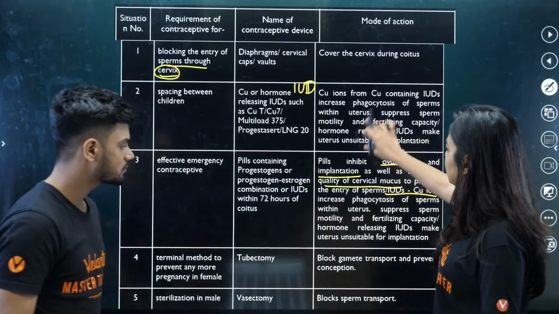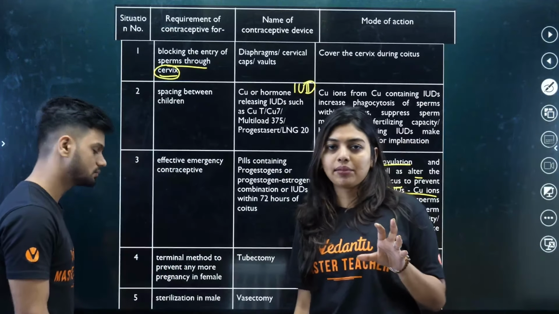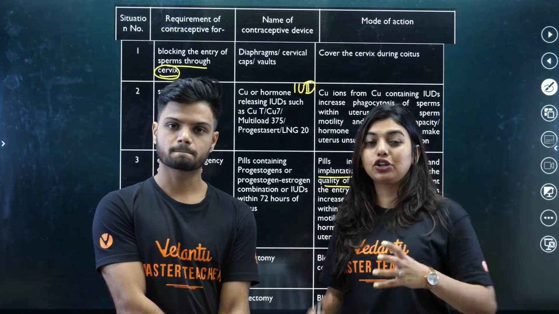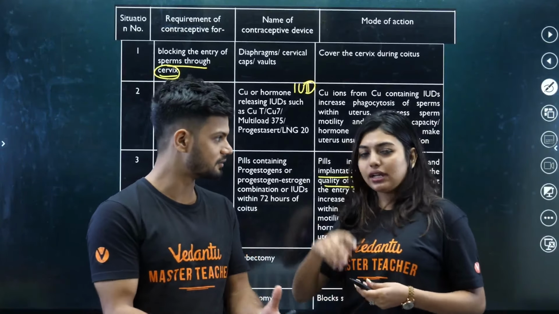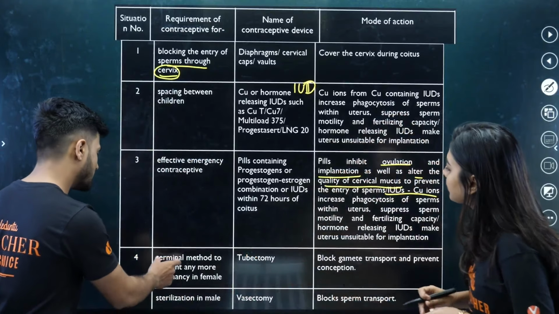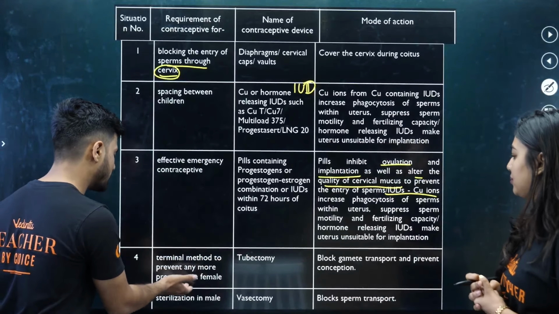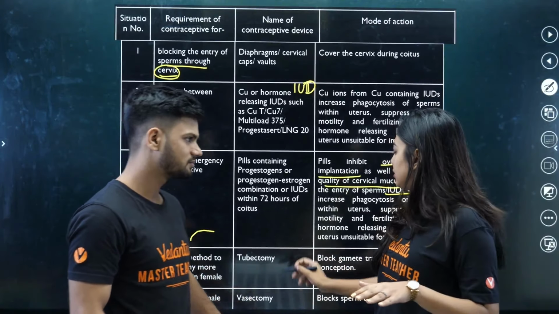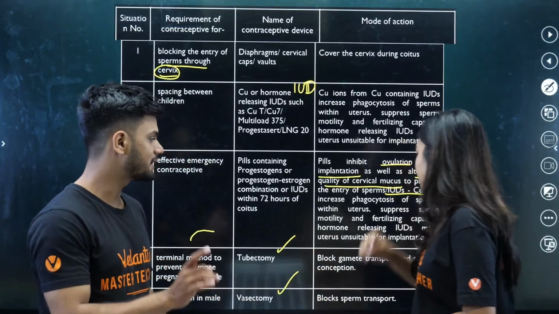Yes, IUDs, that's what I told you. Here both things are the same. They basically make the sperm unable to enter and do not provide the environment for the sperm. Sometimes it becomes acidic as well. Terminal method to prevent any more pregnancy: in the female, it is a surgical method, tubectomy, in the case of complete family planning. You can go for tubectomy, or vasectomy in the case of the male.